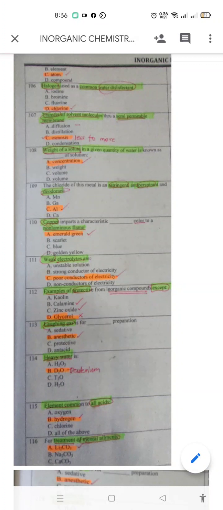Okay, number 117, cinnabar is chemically your mercury sulfide.